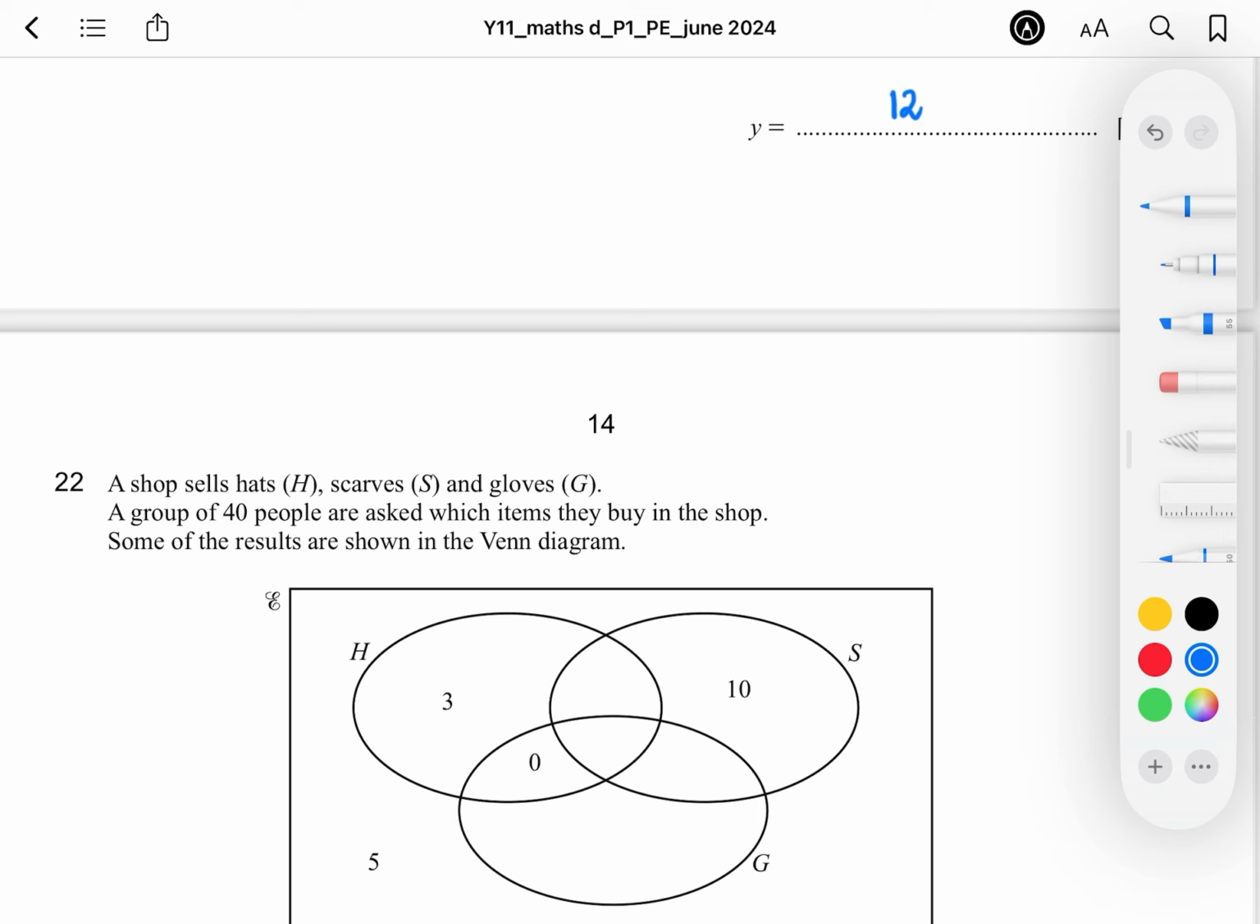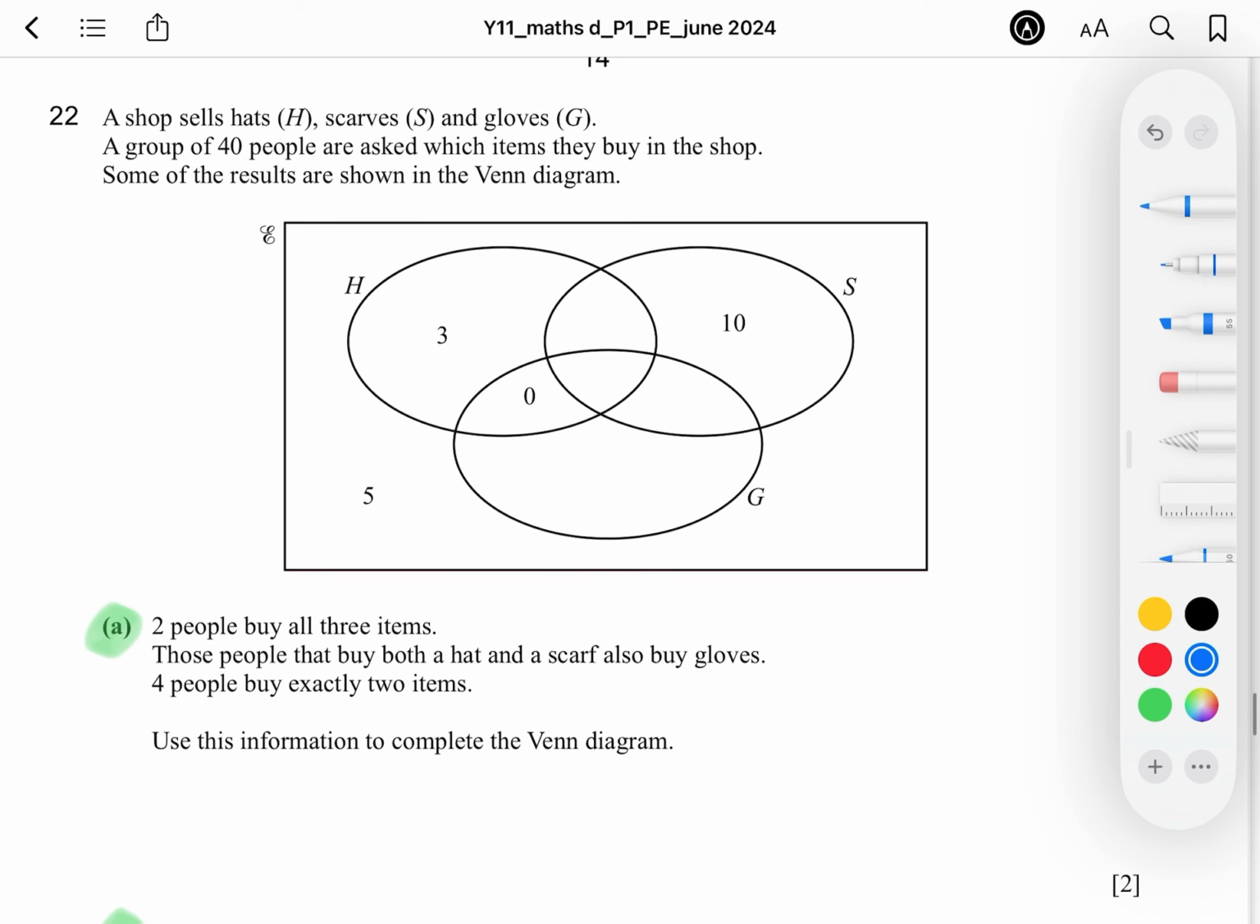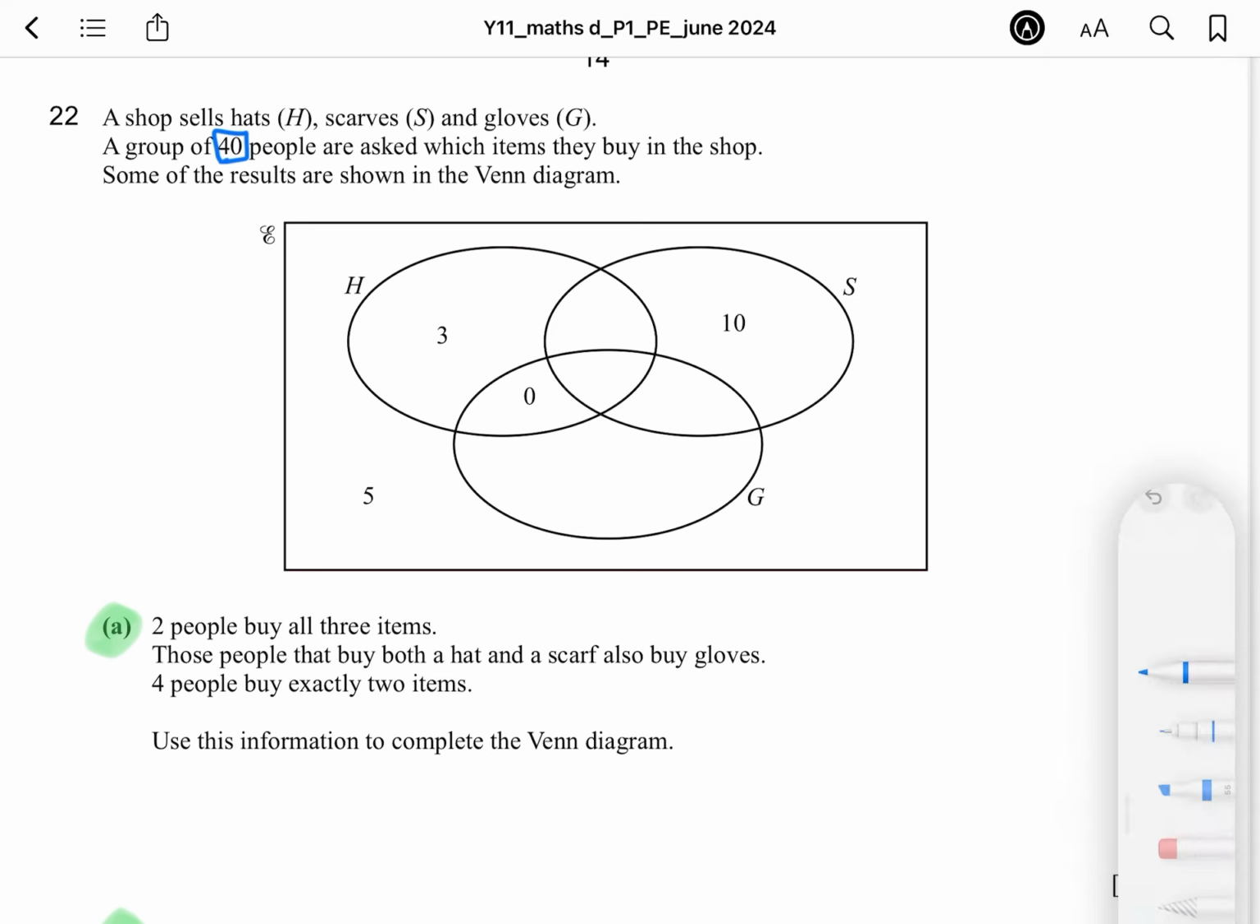Next one. With a Venn diagram, more often than not, whatever value is given means the total number. Once you've placed the numbers inside the Venn diagram, the total of these numbers should equal 40. That's how you check whether your placement of values, if it's required, is correct.